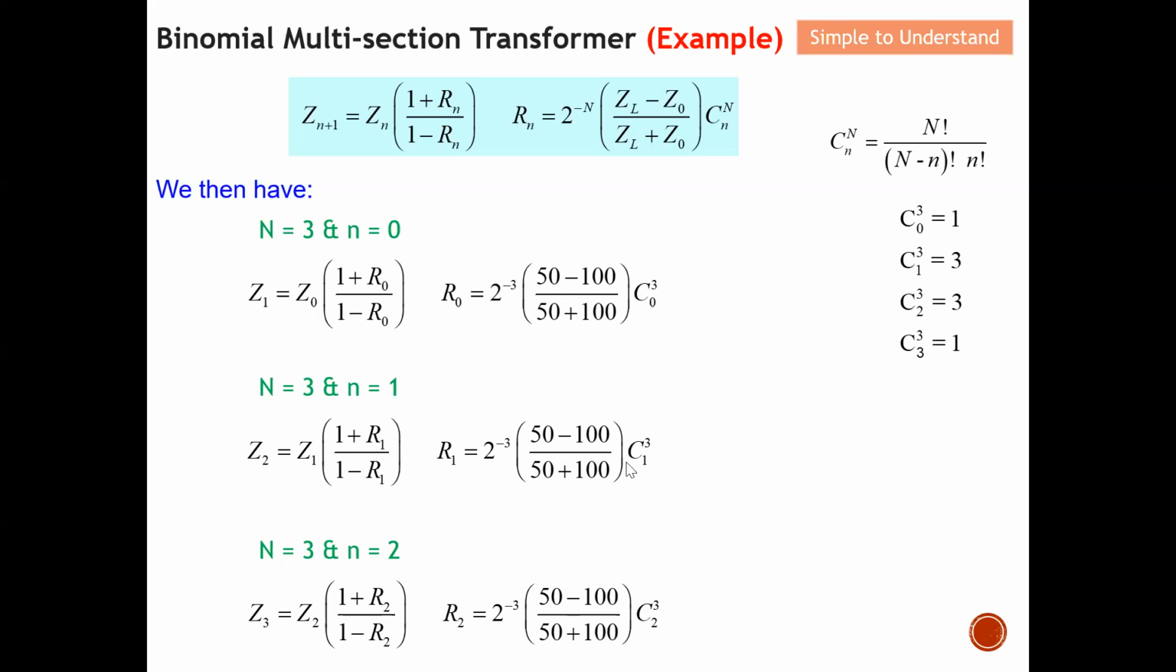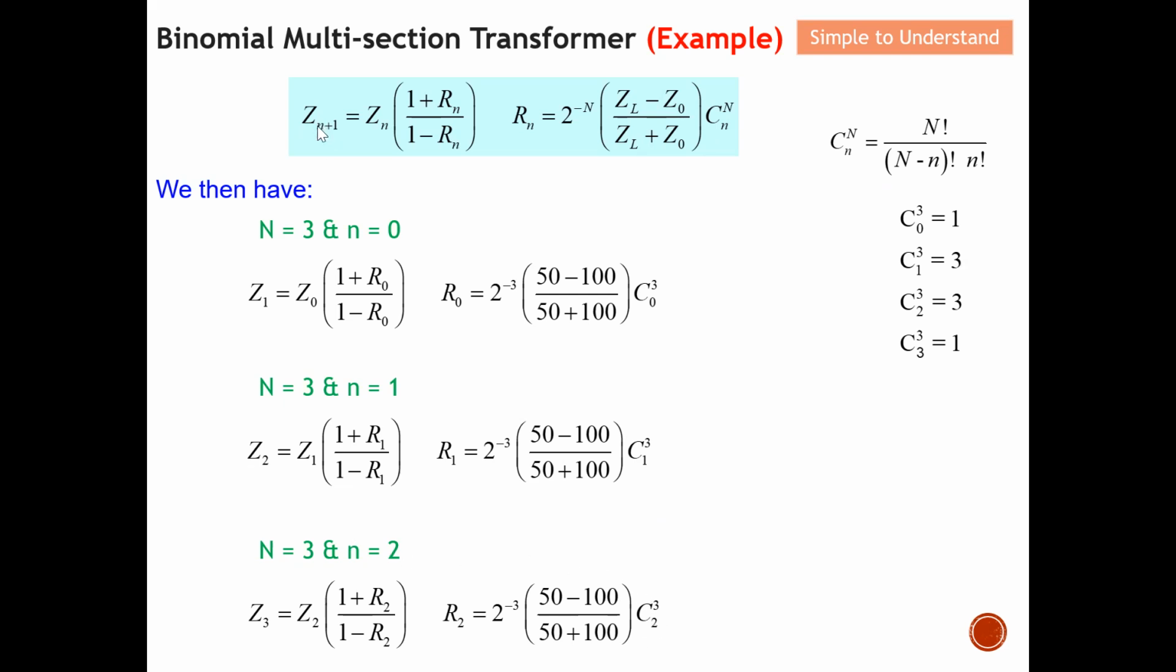But for this case here, basically this will be equal to C13, because now n is equal to 1. And from here, I have done this second part of the multi-section transformer. Let's come to the last part of the multi-section transformer.